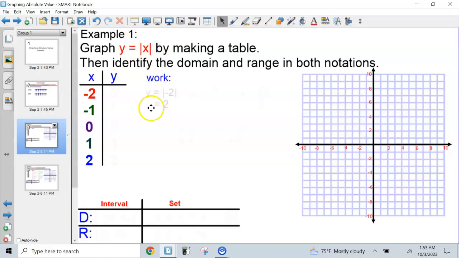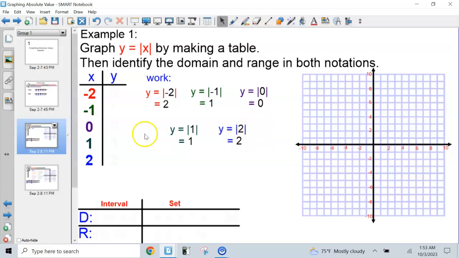So for the first one, I plug in -2. I put it in black right there. The absolute value of -2 comes out +2. If I plug in -1, the absolute value of -1 comes out +1. If I plug in 0, the distance of 0 from 0 on the number line stays 0. I plug in 1, the absolute value of 1 stays +1. Plug in 2, absolute value of 2 stays 2. So here are my 5 coordinates.